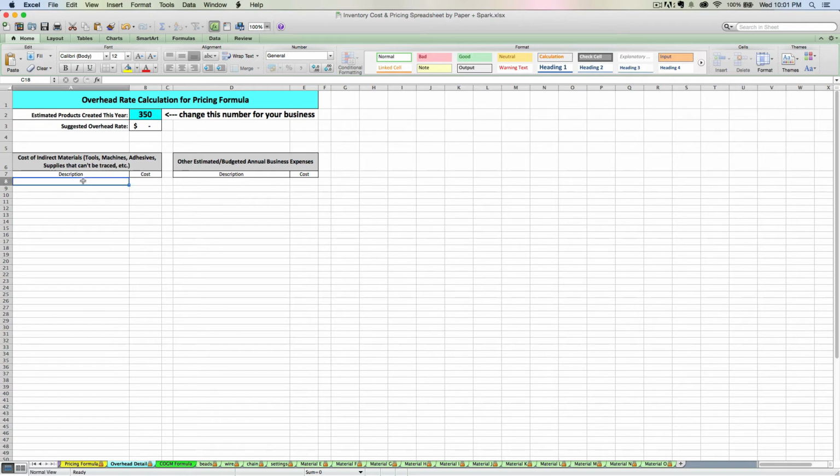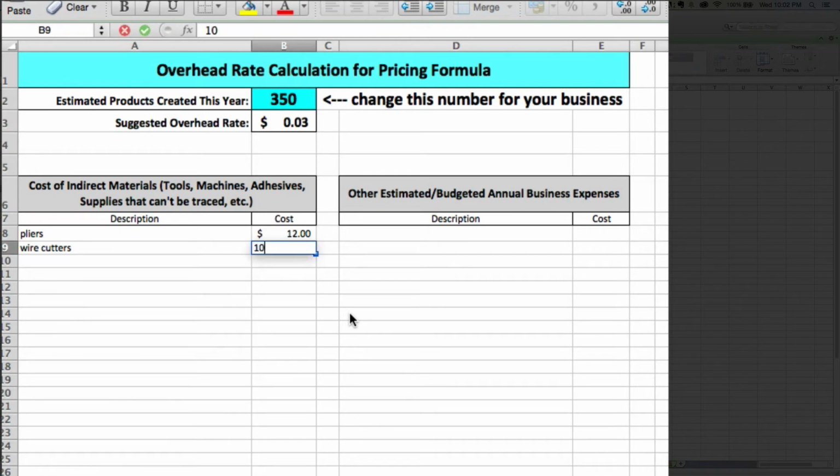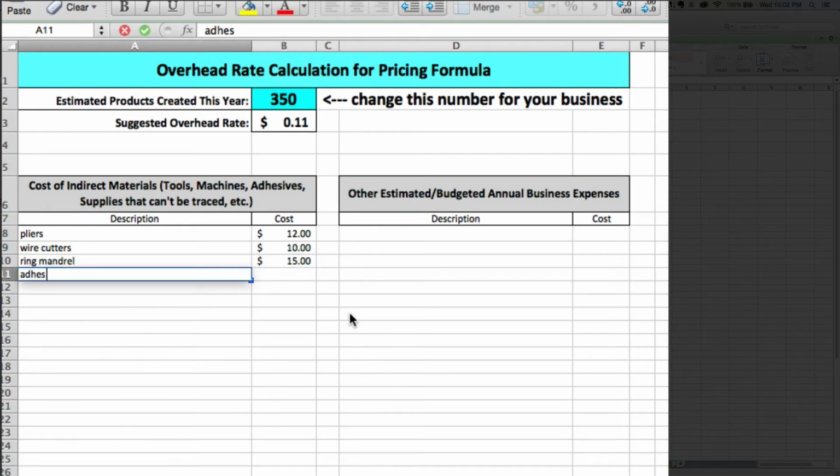First, we're going to start by entering the costs of all our indirect materials that we're using. So I'm going to continue the example that I create jewelry, and I'm going to enter the cost of some of the jewelry making tools that I use. I'm just going to enter a few random things here so you can get the idea. Alright, so those are my indirect materials, my tools, and my indirect supplies that I use for my business.